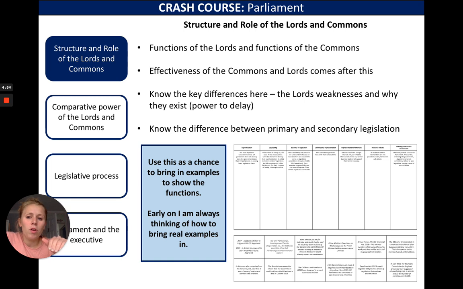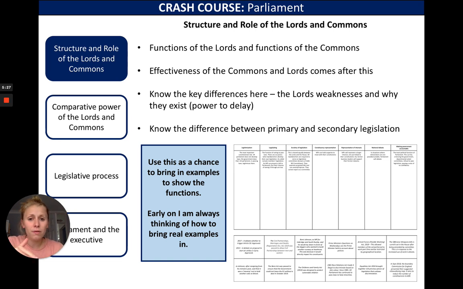Continuing on with the structure and role, I do cover functions of the Lords and functions of the Commons as well in a single lesson, and I then consider the effectiveness of both of those. Knowing the key differences here is really important, like between the Lords and the Commons. They need to understand that the Lords' weaknesses are different to the Commons' weaknesses. Why do the Lords exist? So this is a really big part of the topic, and there's lots of elements to untangle here. What do they do? Are they good at it? But being the Commons and the Lords and being separate, you've now got to navigate two different fields.